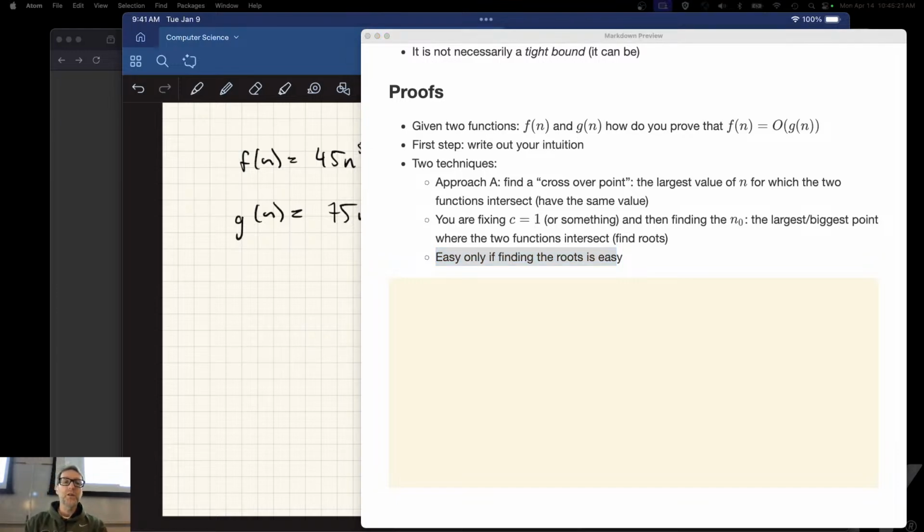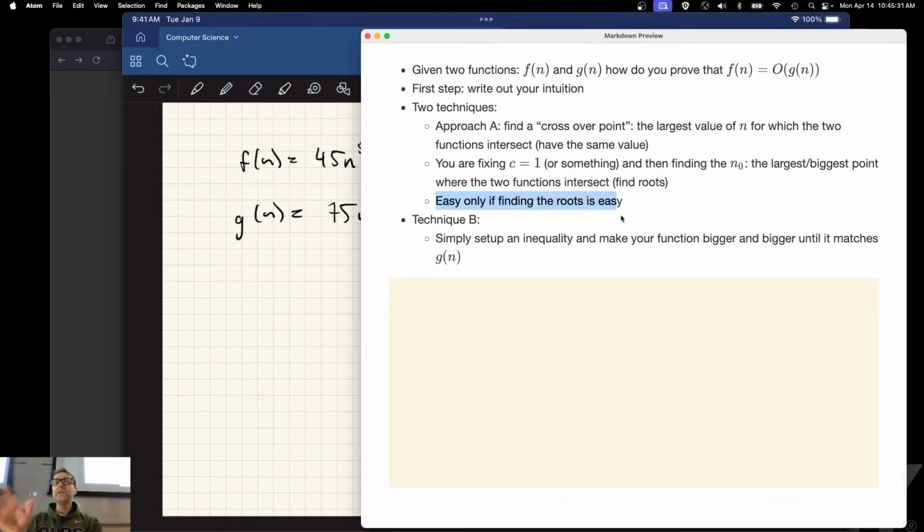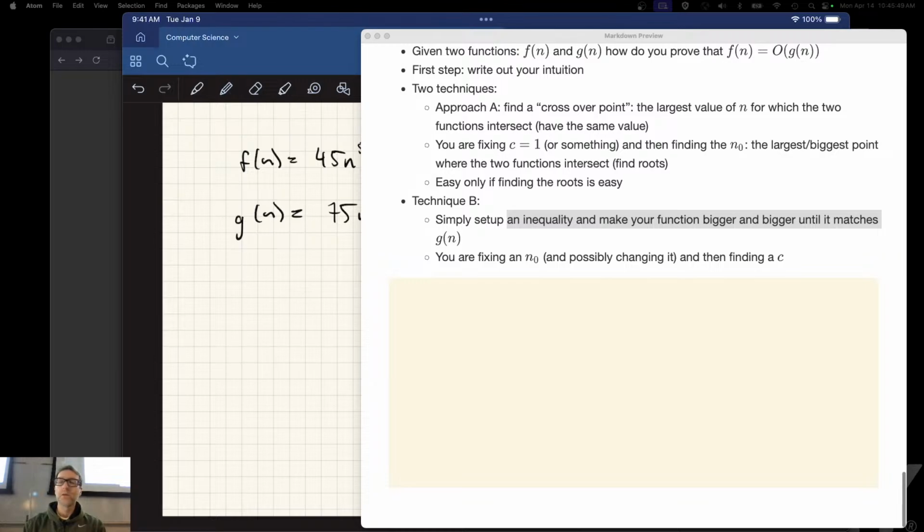So instead, what we're going to do is focus on technique B, which is much, much easier, right? It's just the opposite. Basically, what you're doing is you're setting n naught to be 1, and then you're finding C. Remember that you have to find both of those, or at least one pair that works. So all we're going to do is set up an inequality and make the function bigger and bigger and bigger until it matches g of n. And like I said, you are fixing n naught and you're finding c.